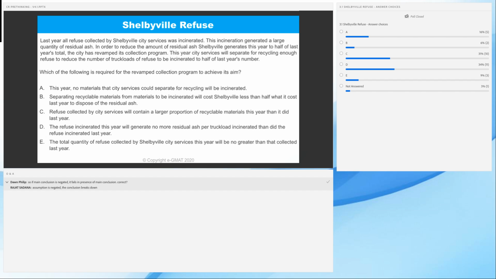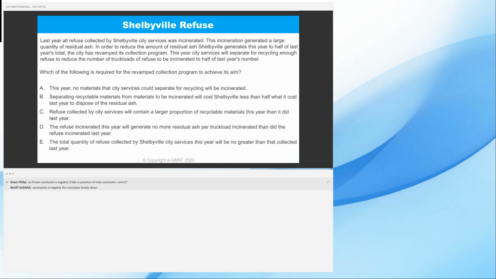You can see choices C and D are both very popular. Choice A is somewhat popular as well. Choice E is kind of popular. I expected more people to choose choice E. Usually that is also a popular choice. But in general, how did you find this question?